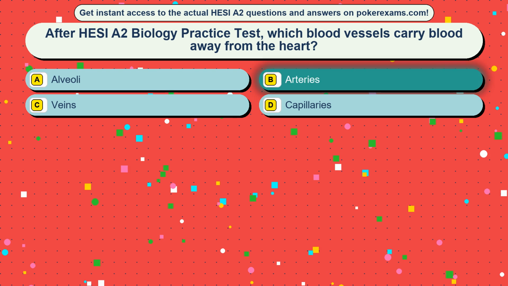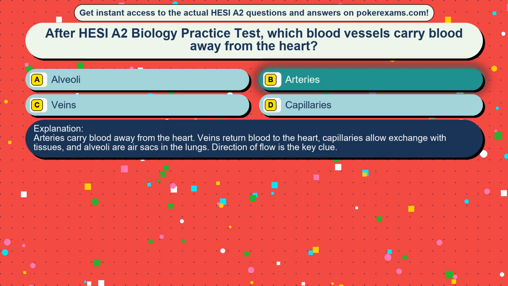The correct answer is option B, arteries. Arteries carry blood away from the heart. Veins return blood to the heart, capillaries allow exchange with tissues, and alveoli are air sacs in the lungs. Direction of flow is the key clue.